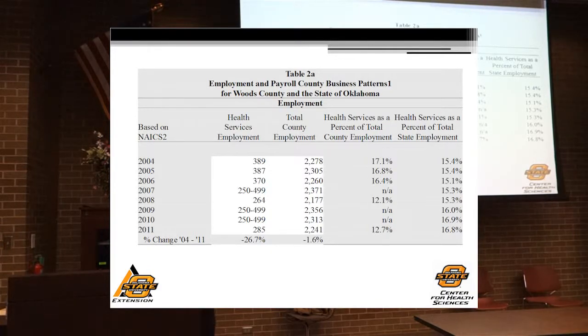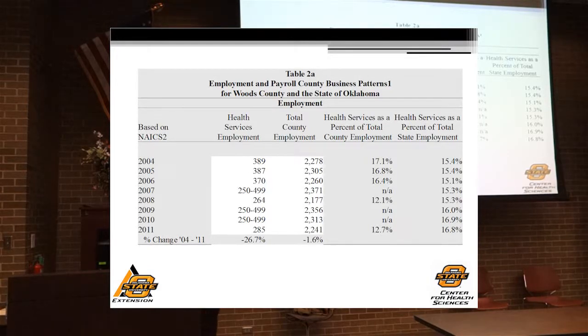Next, we're going to look at Oklahoma and Woods County. This data source comes from the census. It's the County Business Patterns, and this is an establishment survey. So through this resource, we can gather data by NAICS code, by industry. So we have employment levels and annual payroll.